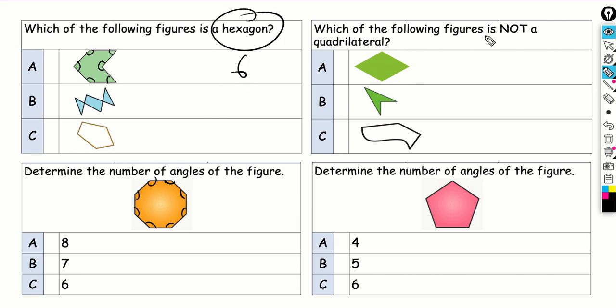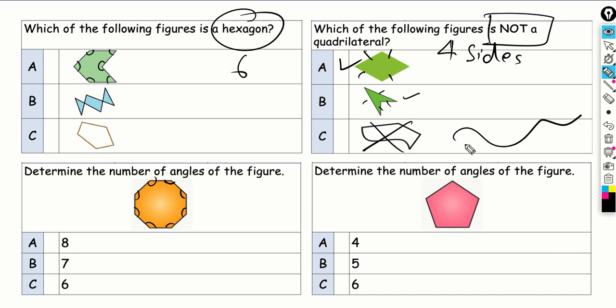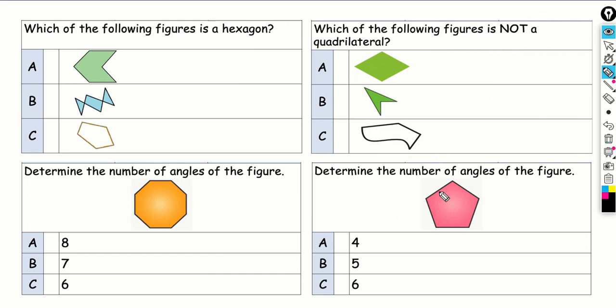Now which of the following figures is not a quadrilateral? Quadrilateral means 4 sides. Okay, 1, 2, 3, 4. It is. Which one is not? It is asking for not. 1, 2, 3, 4. It is. Now this is not. Okay, we can tell that because this is not a polygon. A polygon should be like this. If you have something like this, not a polygon, something like this, not a polygon, because you cannot tell the sides.